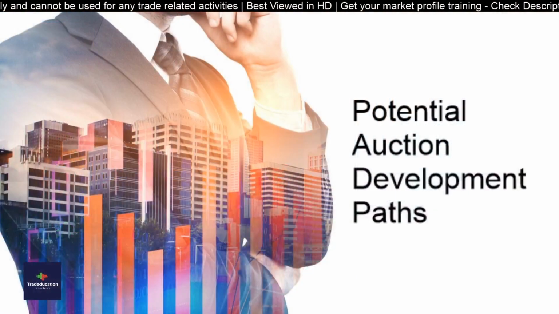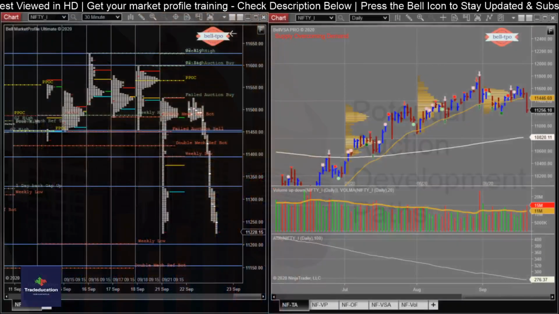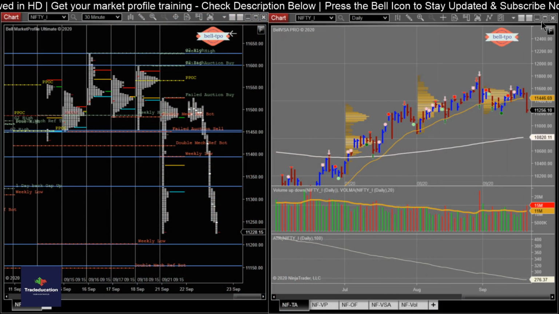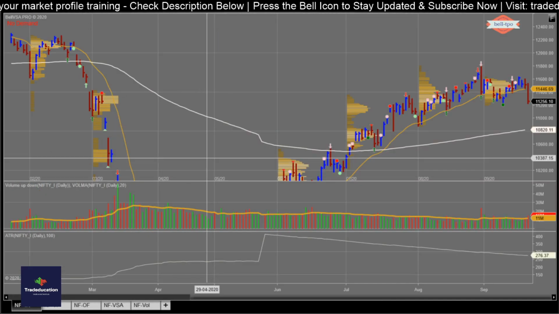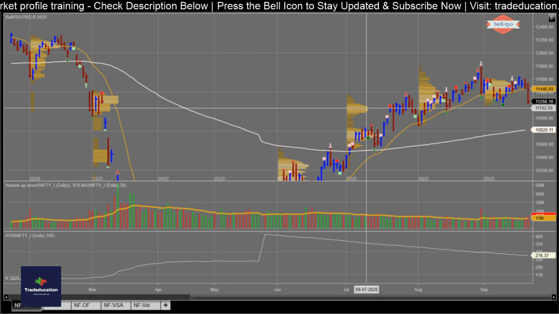Okay. So let's quickly look at yesterday's auction. Let's study yesterday's auction using market profile and see if there are any potential auction development paths for today from an intraday trade perspective. Let me quickly share my screen and first jump to the daily time frame or higher time frame charts.